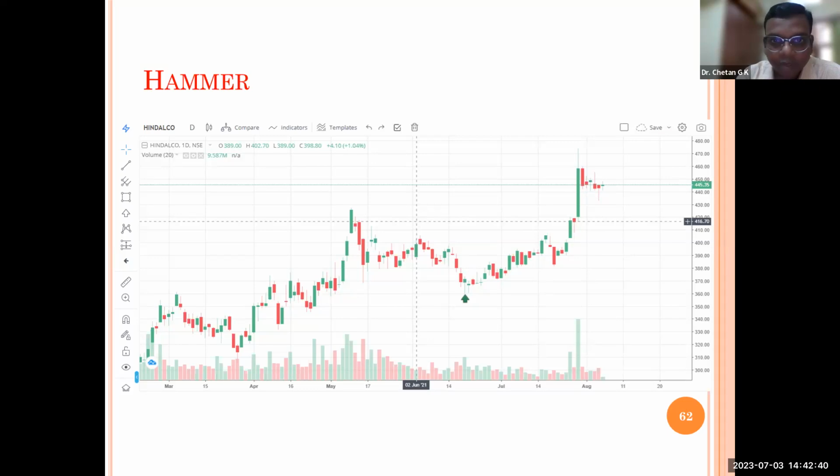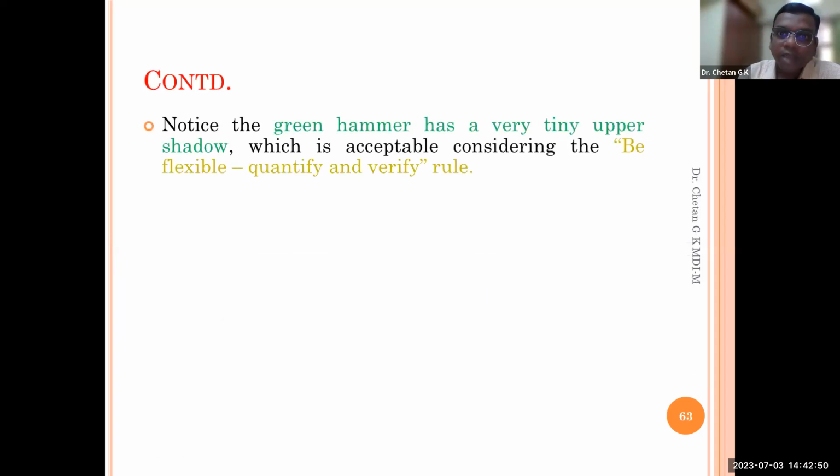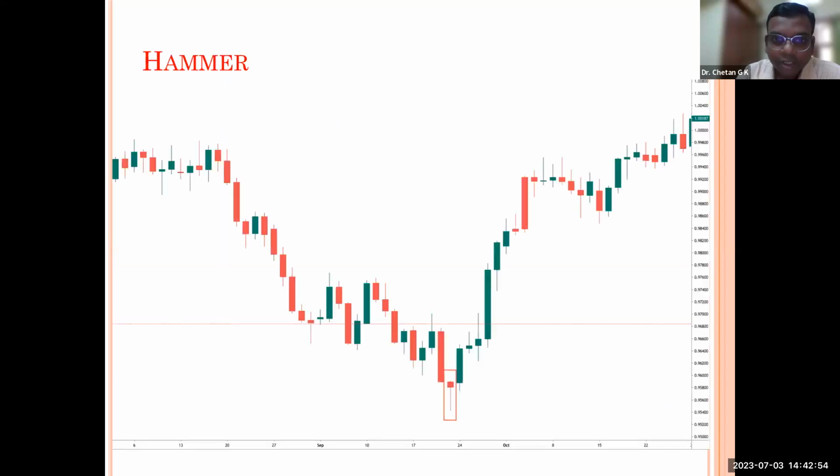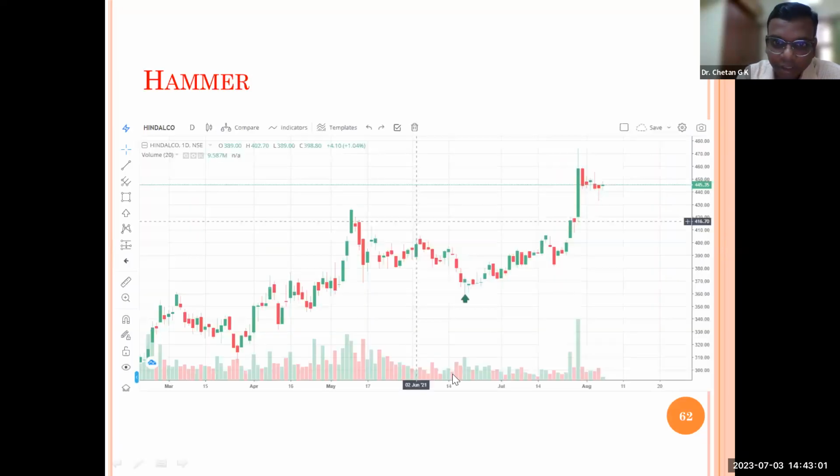Okay, you can see the hammer appeared here. There is a downtrend, and a hammer appeared. You can see the market has gone up. So this is the chart of Hindalco. Notice the green hammer has a very tiny upper shadow. Even if it is a hammer, the upper wick is slightly there. It is not completely bald or something of that sort. If this is the hammer you are looking at, you can see there is a tiny shadow or wick for the head. That is negligible, and since we are supposed to be slightly flexible with respect to the candlestick patterns, we can actually forgive that.